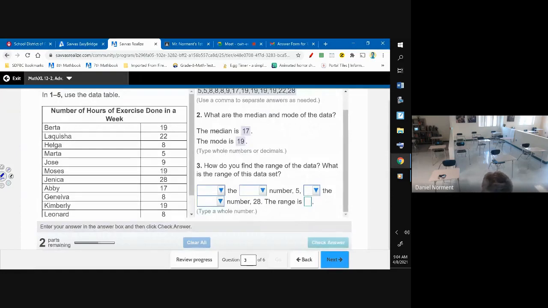How do you find the range? What is the range of this data set? Well, you guys know that. Range is going to be the biggest minus the littlest. Here, you see how they have the biggest last and the smallest first? No big deal. So you definitely subtract.